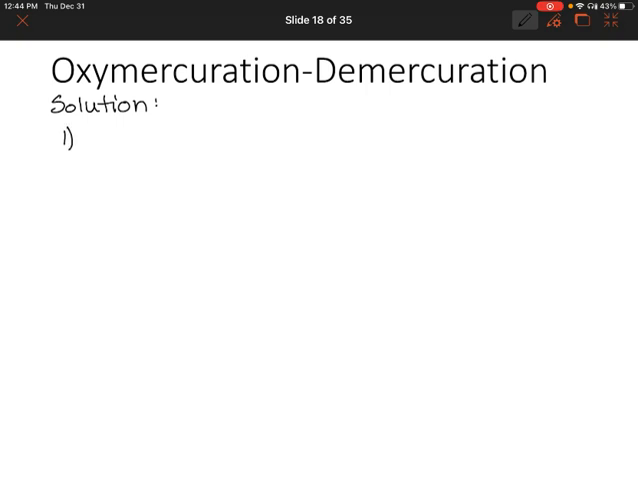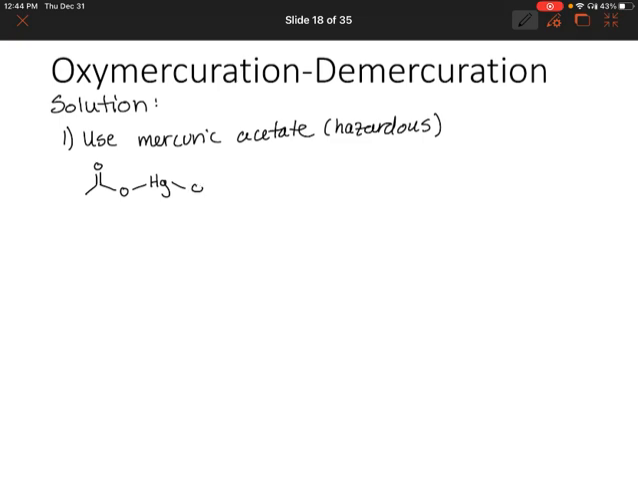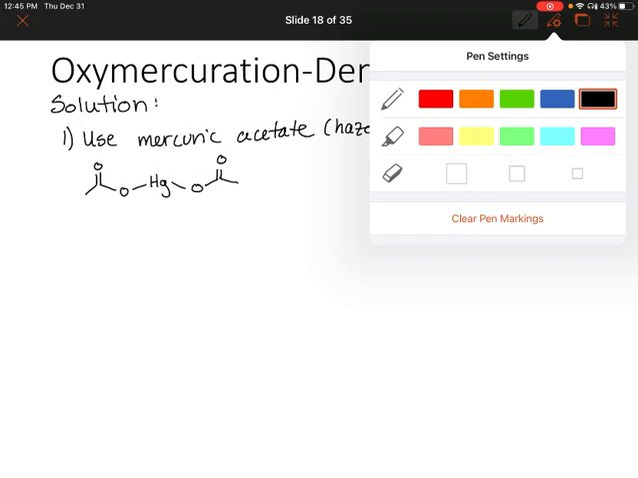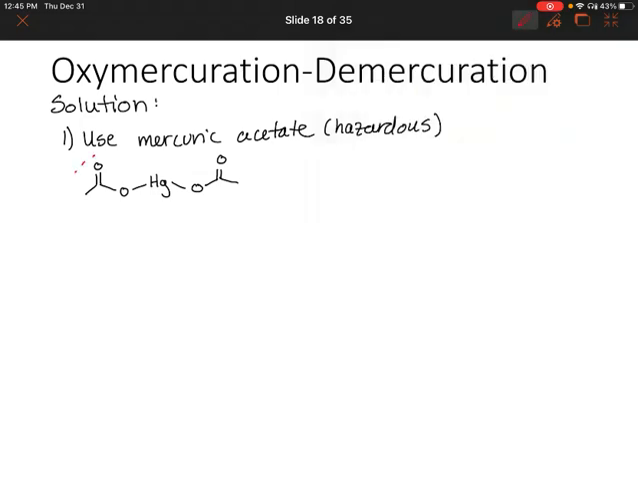So in the first step of this reaction, we're going to use something called mercuric acetate. So again, this is a hazardous chemical. And it looks like the following. So mercury is basically in the middle of, let's see, some acetates here. So what I just circled is acetate, and we can abbreviate that AC.